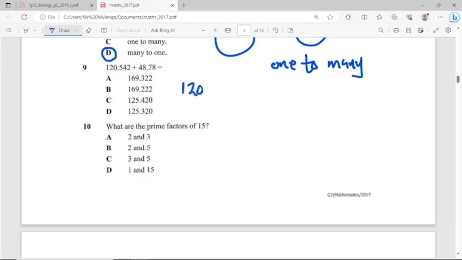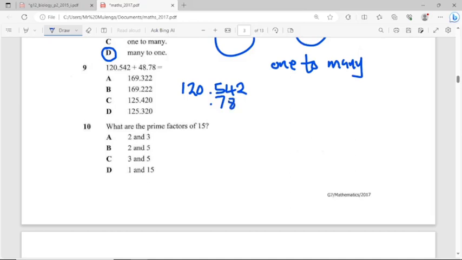So you write 120.542, then plus. Before you write the second number there, put the point there, so that the point on top is in the same line with the point at the bottom. Then you can write the number. Here you have 48.78. First thing, write the 7 right here. It's the one that is coming after the point.